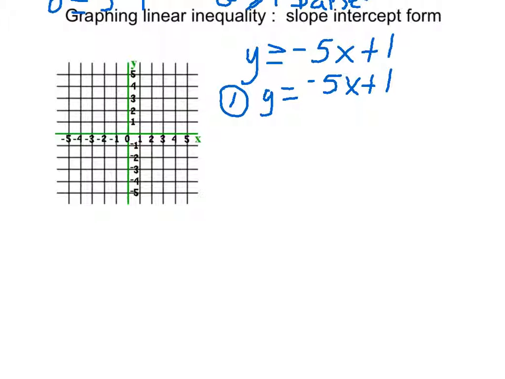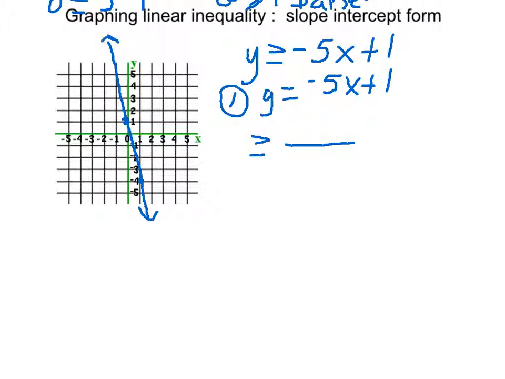And we need to plot 1 on the y-axis. Our slope is to go down 5 and over 1. So 1, 2, 3, 4, 5 and over 1. It's a nice steep line. We have greater than or equal to, so we need to use a solid line. That's kind of a little bit easier.